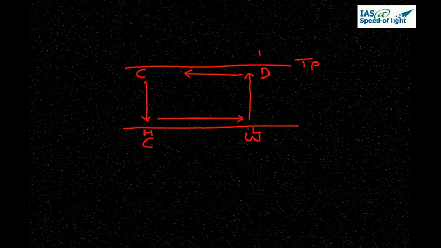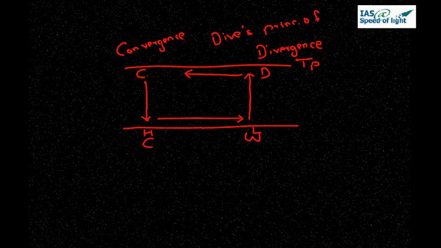So there is a divergence and convergence. So this air will converge with the air present here. It will gain weight and again it will sink. So this is known as Dine's principle of compensation.